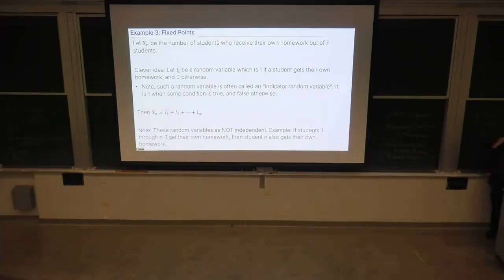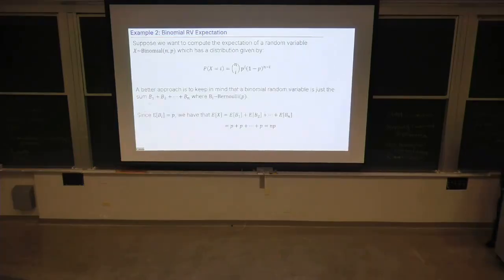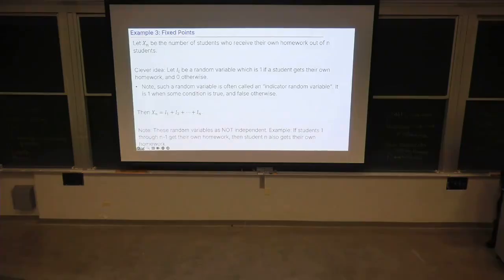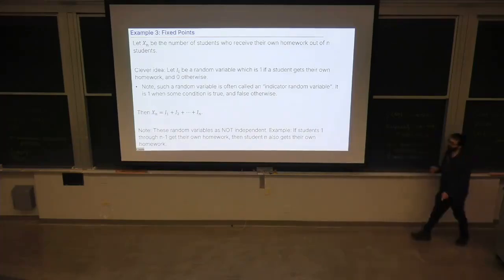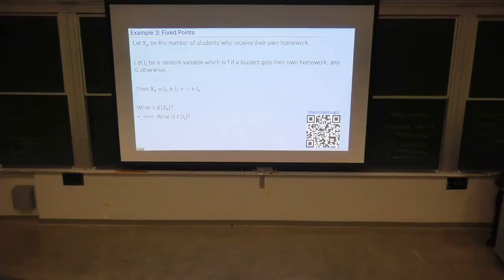Despite the fact that I don't really know how those things interact, it's like a big, complicated, messy thing. Even though I have no idea what this distribution looks like, and even though I don't know anything about the dependencies between these different indicators, I can nonetheless use this to compute the average number of homeworks that get passed back. Okay? So, what is it?